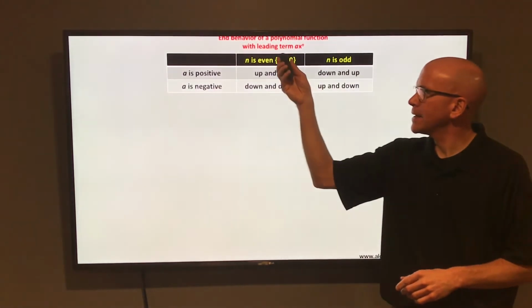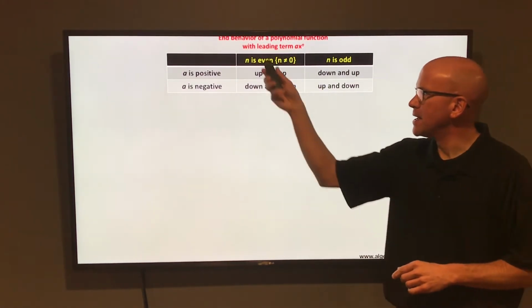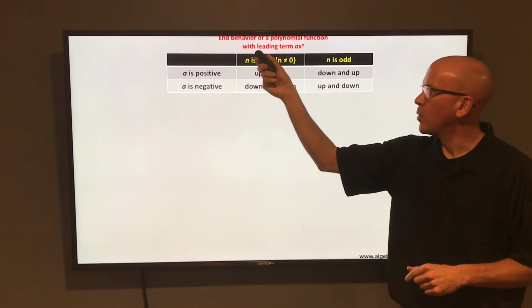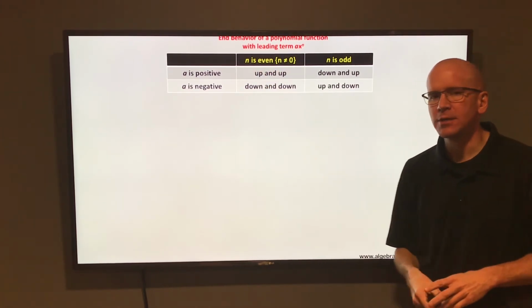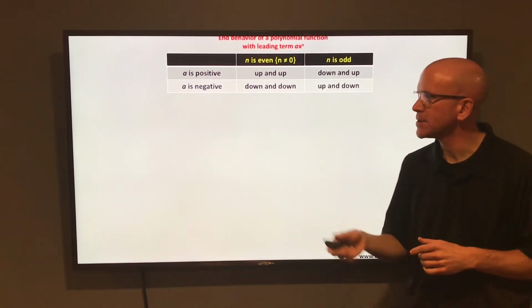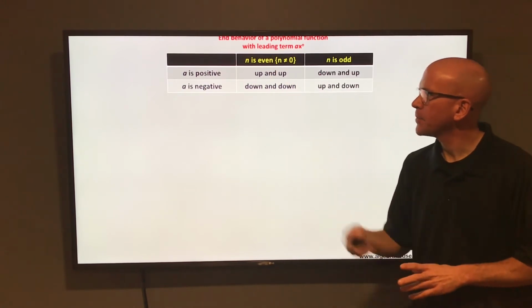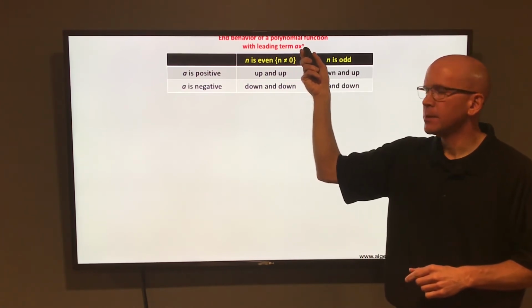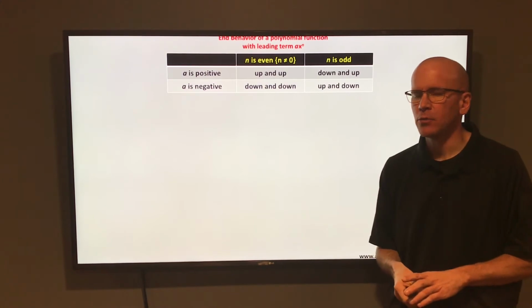The end behavior, I got a little squeezed out there, hopefully you can still read it. The end behavior of a polynomial function with leading term ax to the n. So you can tell what the end behavior of the graph is based on that leading term, the coefficient of that leading term, and also the degree of that polynomial function.